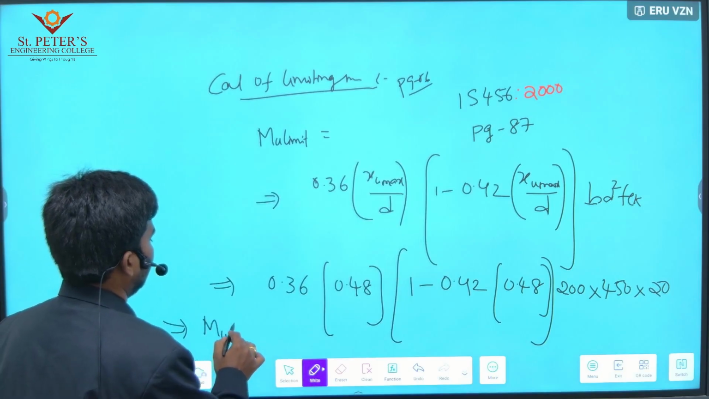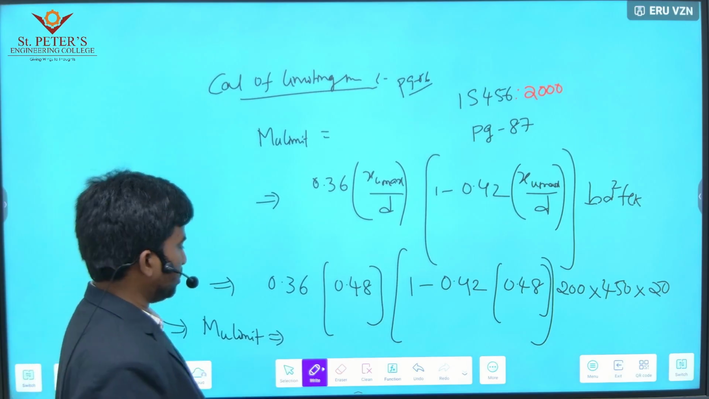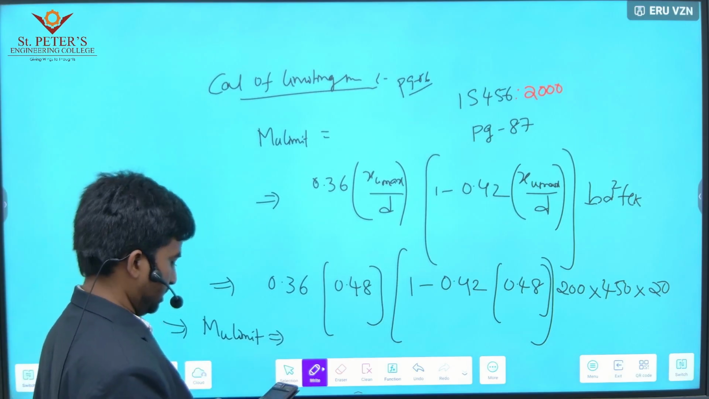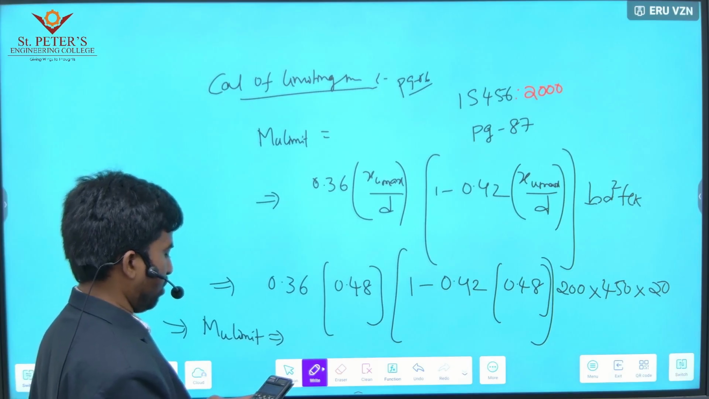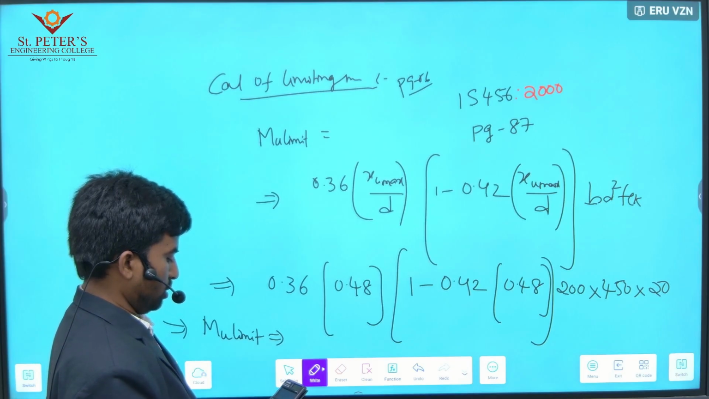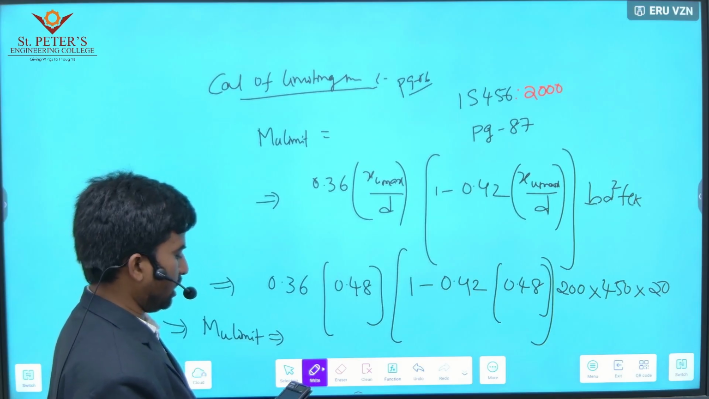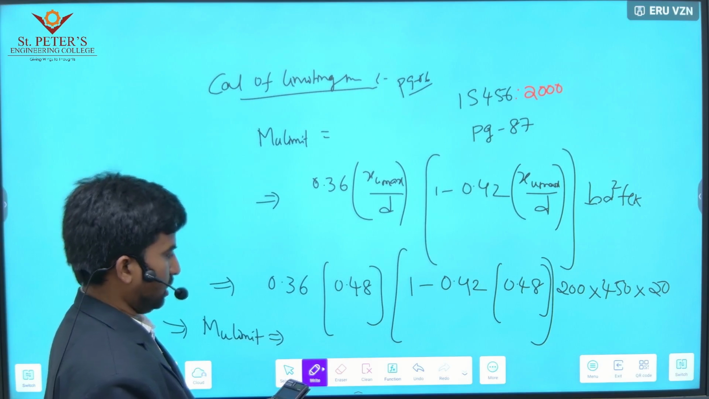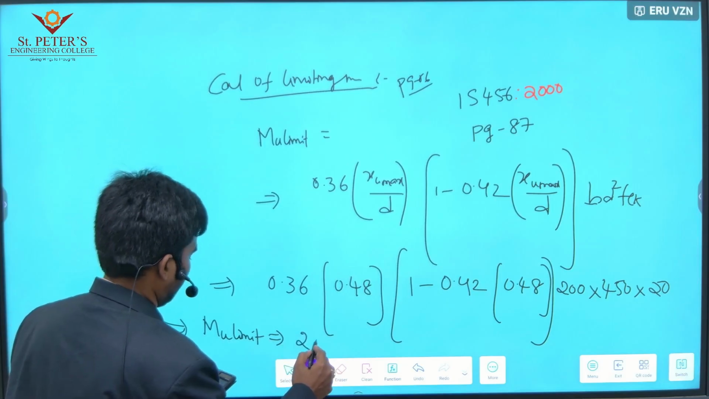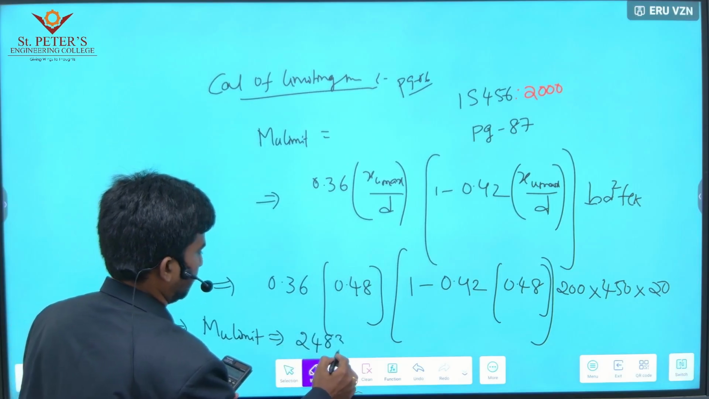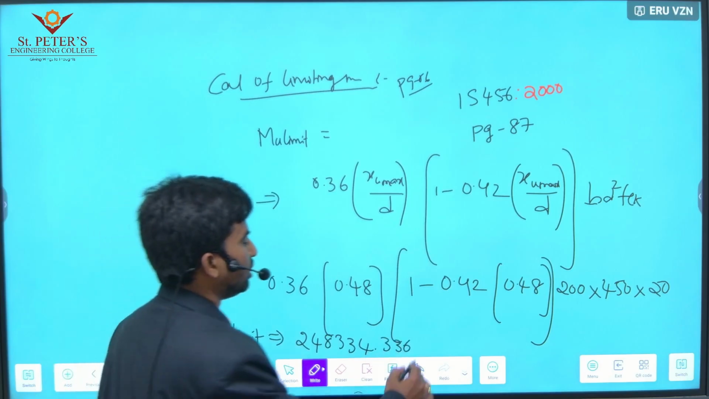Now you are calculating the Mu limit. I am using the calculator: 0.36 into 0.48, 1 minus 0.42 into 0.48, 200 into 450 squared with 20. We got the value 248,334.336, here this is in Newton mm.